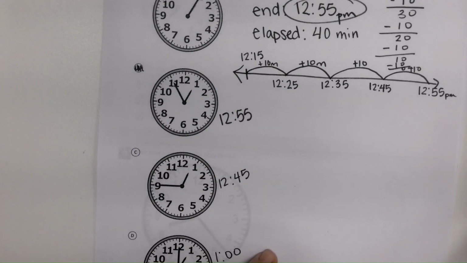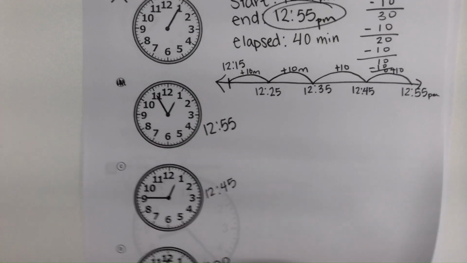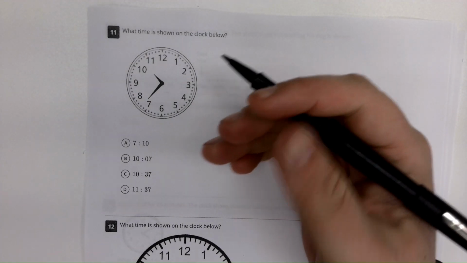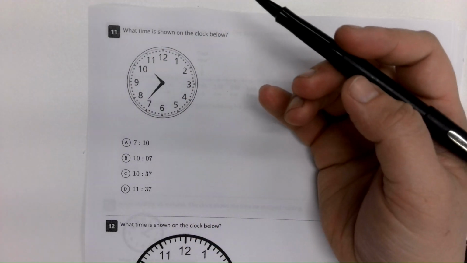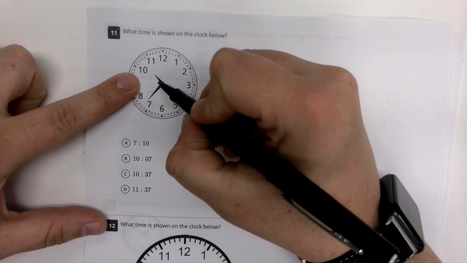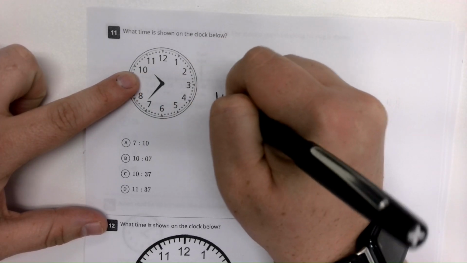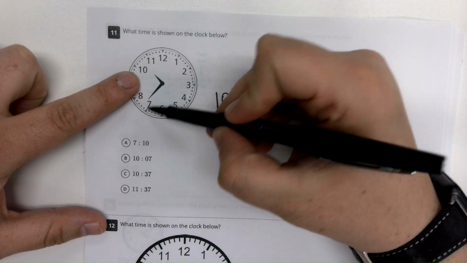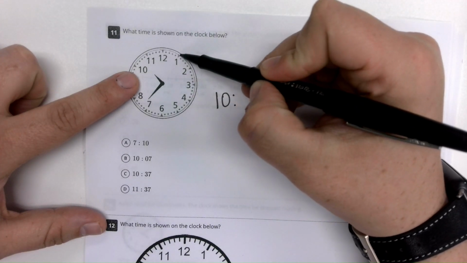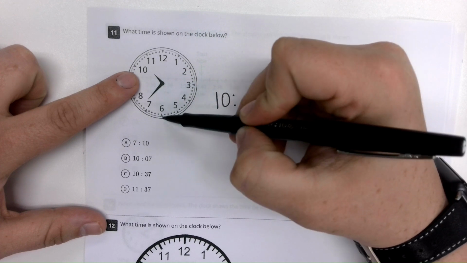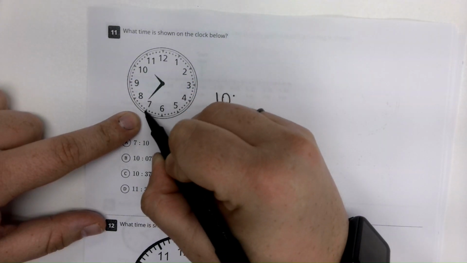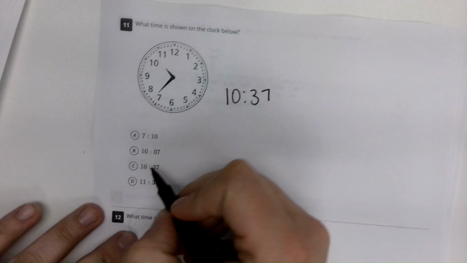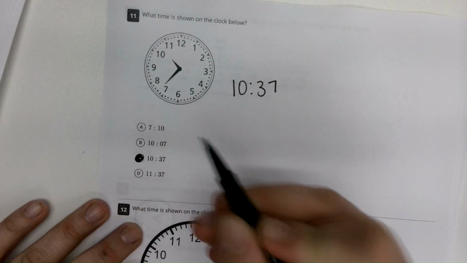Okay, next up. Okay, so number 11. It simply asks what time is shown on the clock. Let's look at our hour hand. It's between 10 and 11. That means it is the 10 o'clock hour. And now we're going to count by 5 starting at 12 until we get to the nearest 5 mark. So we go 5, 10, 15, 20, 25, 30, 35. And now we count by ones. So 35, 36, 37. And we know that C does match that, so C is our correct answer.